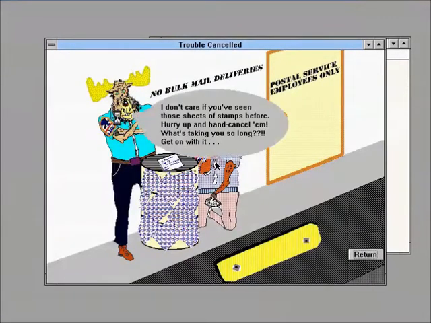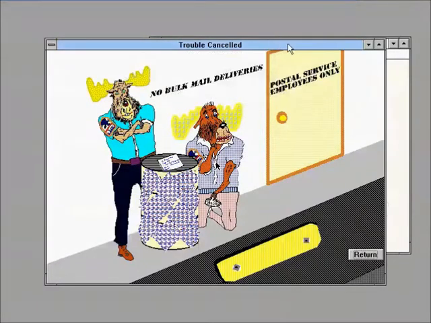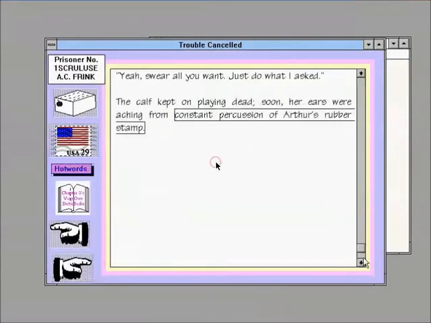Sweet. I don't care if you've seen those sheets of stamps before. Hurry up and hand cancel them. What's taking you so long? Get on with it. This jerk doesn't have a brain in his head. Oh, gosh.